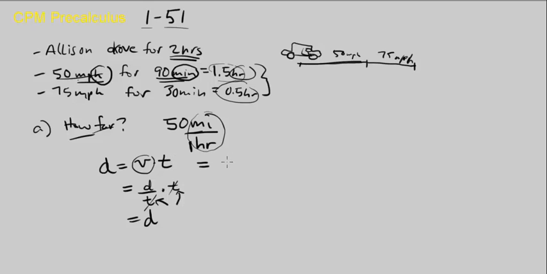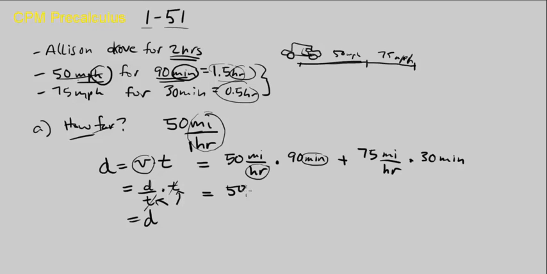Her speed is 50 miles per hour times her time of 90 minutes, plus she goes 75 miles per hour times 30 minutes. Okay? And like I said before, the units here won't cancel out, because hours doesn't cancel with minutes. But you know 50 miles per hour here, and you know 90 minutes, we already said, is 1.5 hours.